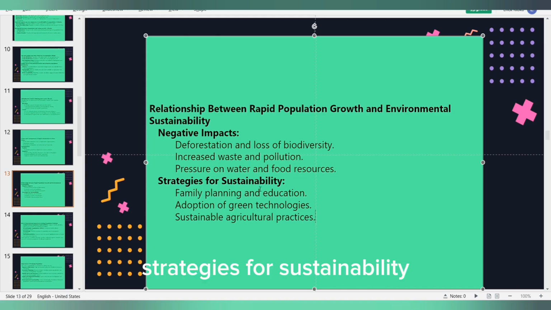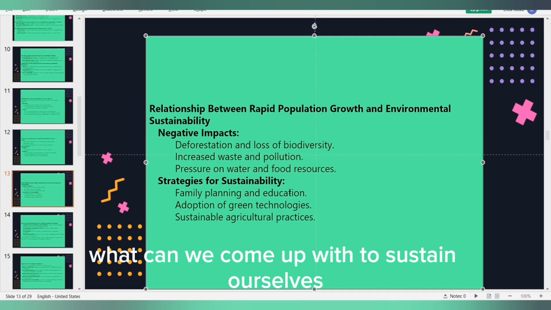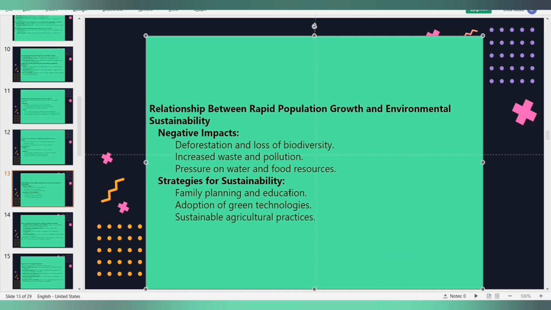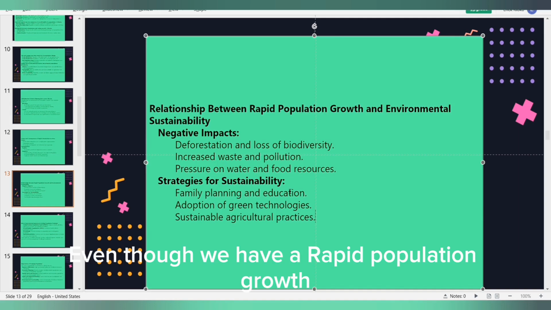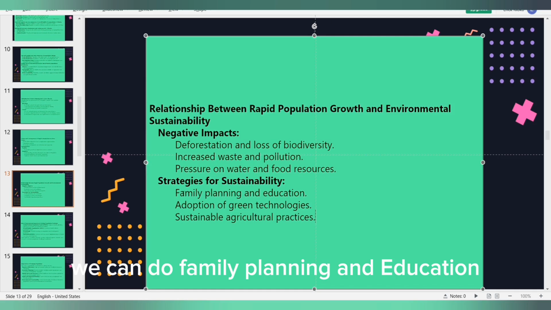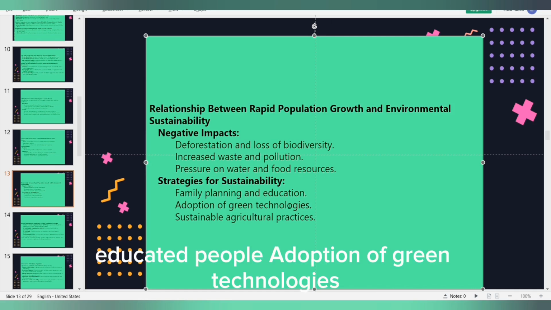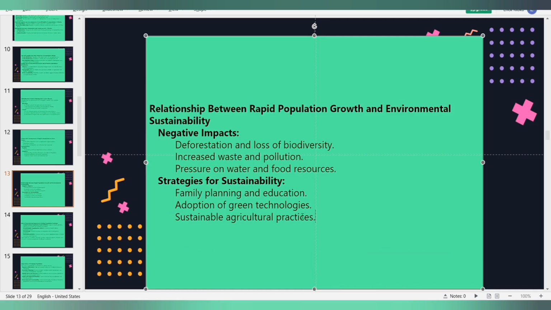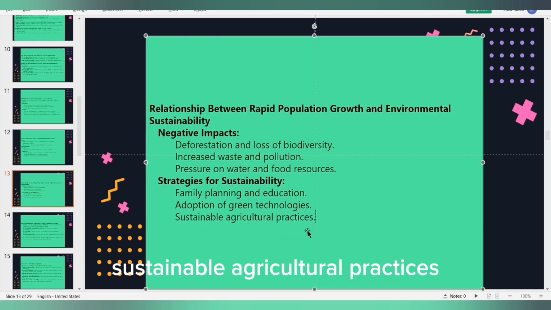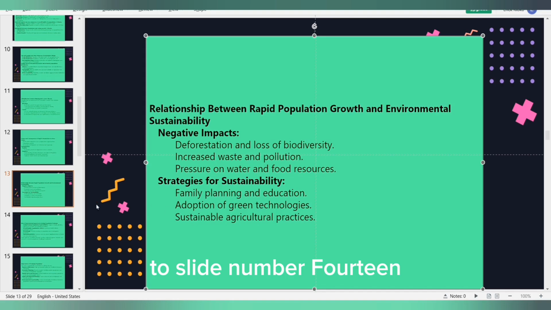Strategies for sustainability. What can we come up with to sustain ourselves? Even though we have rapid population growth, we can do family planning and education, educating people, adoption of green technologies, and sustainable agricultural practices.